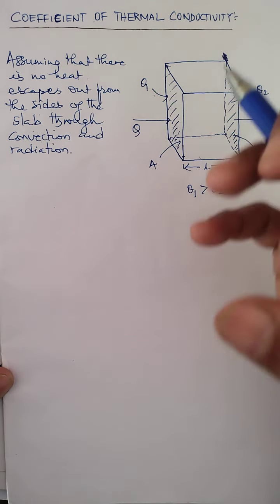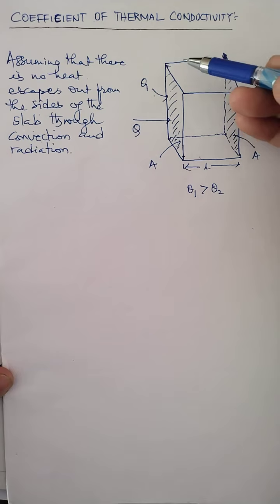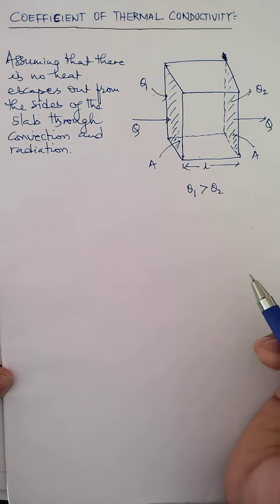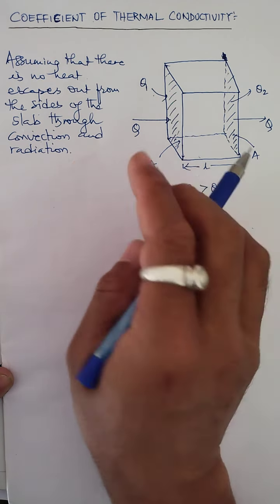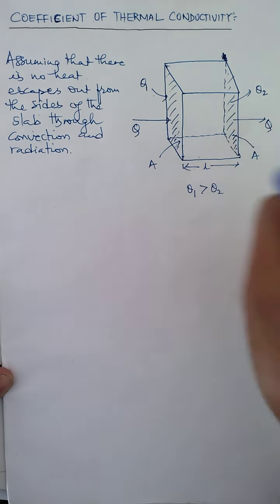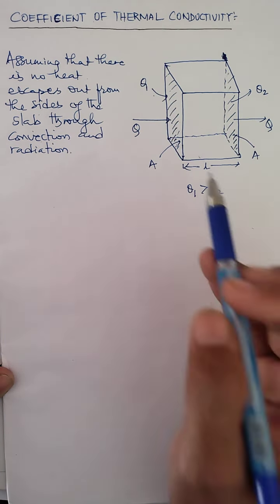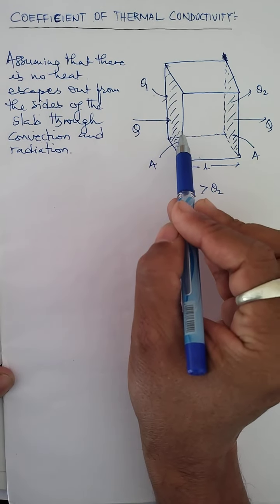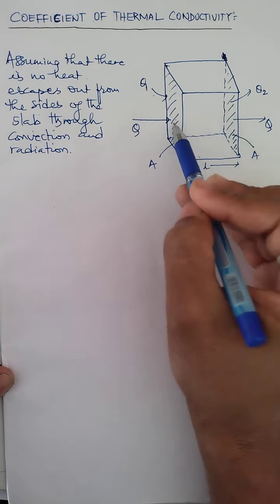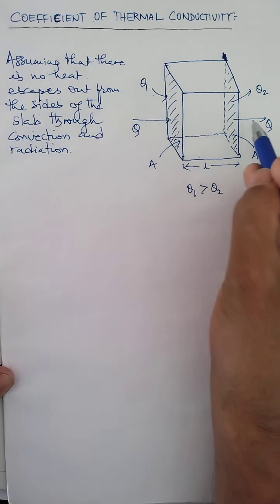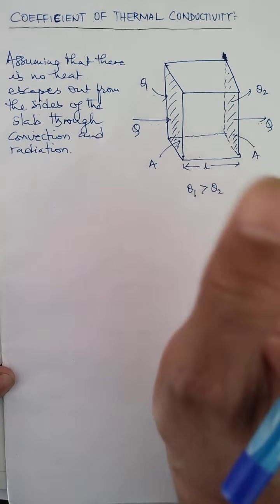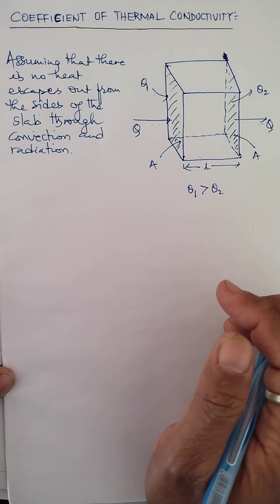In order to trap the heat so that it does not escape from the side of the slab, we need to cover it with some insulating material. In that case, the heat can simply flow in from this face and leave from the other face. Thus, the line of flow of heat at all points is always normal, meaning perpendicular, to the faces.